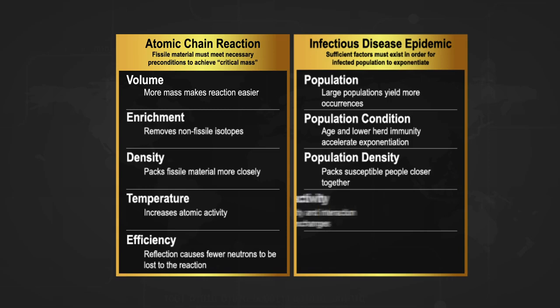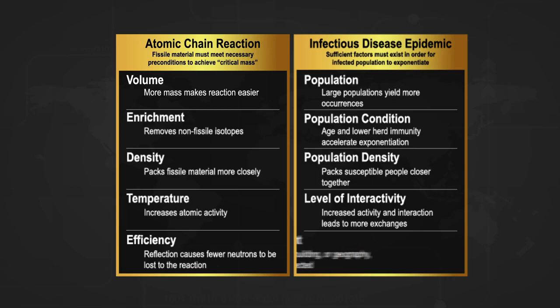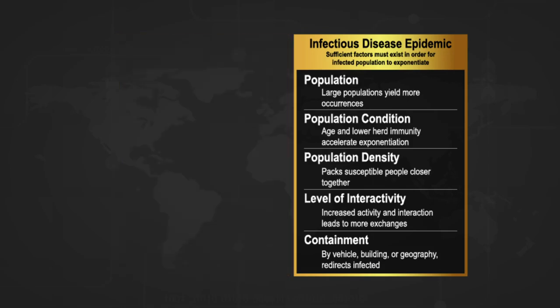Temperature equals level of interactivity. Higher temperature makes atoms move faster and interact more. When people interact more frequently, it's easier for transmission to occur and for the disease to exponentiate. Efficiency equals containment. Weapons designers use neutron shields to feed neutrons back into the reaction. Similarly, constraining people in a bus, a subway car, or a building, like a nursing home, makes transmission much easier and dramatically reduces the number needed for exponentiation.